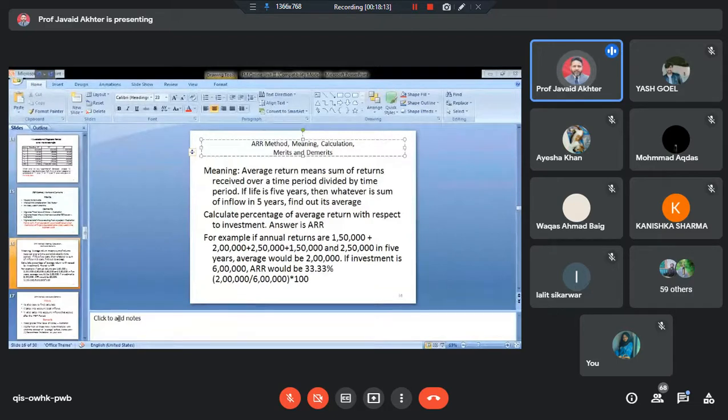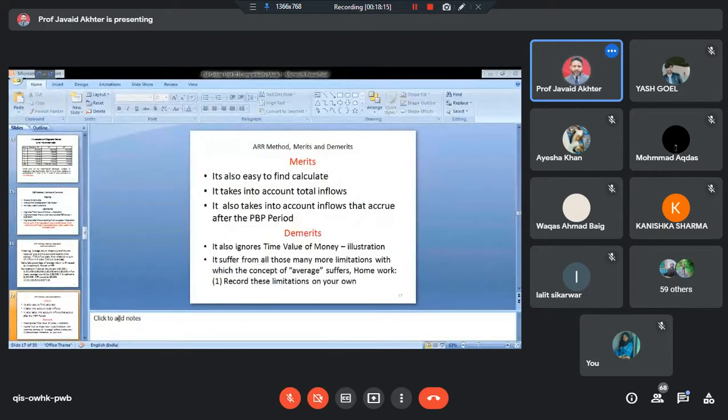Its merit you have already explained, and correctly. Now demerits. It ignores time value of money. Now I have written here an illustration. This much will not be enough if the question carries more marks. For 1 or 2 marks, this is enough to say that it ignores time value of money. But if the question carries 4 marks, then you have to show the data and then illustrate your answer.